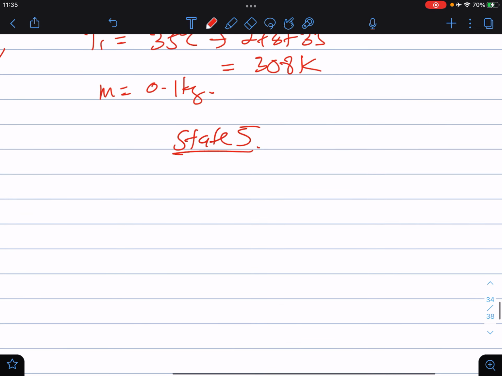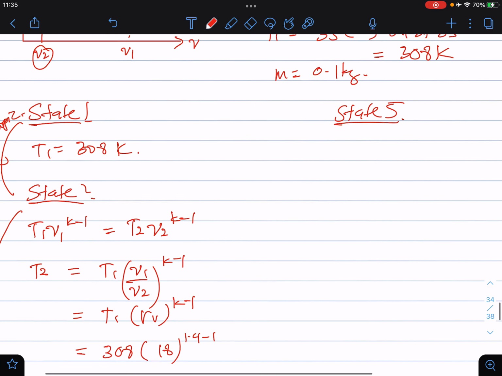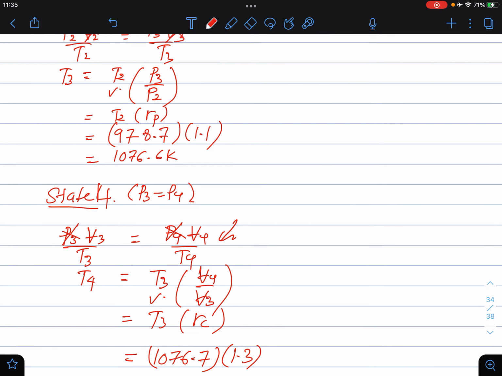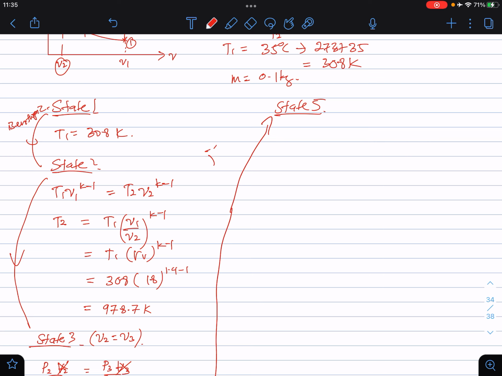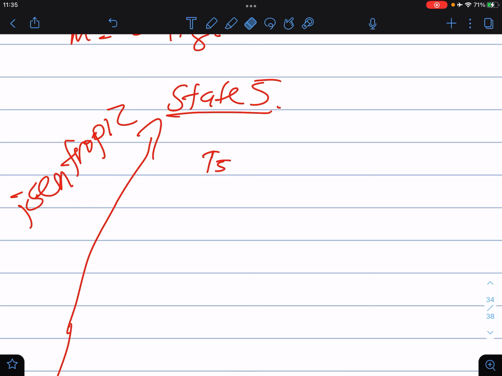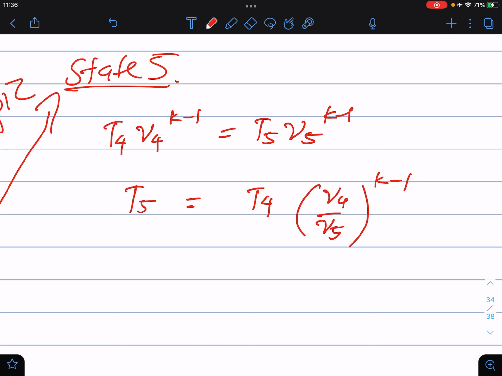Okay, how about state 5 here? So from 4 to 5, this is the isentropic process. So we need to use the isentropic equation. You cannot use this equation because it will not help you. Okay, so from 4 to 5, this links with the isentropic equation. So T4 V4 power of k minus 1 equal T5 V5 power of k minus 1. So we want to find T5. This is equal to T4 times V4 over V5 power of k minus 1.